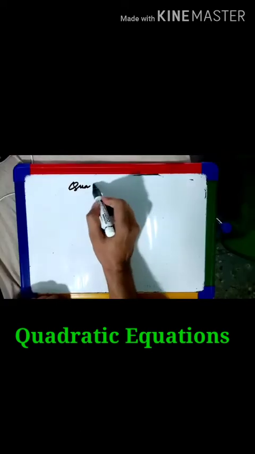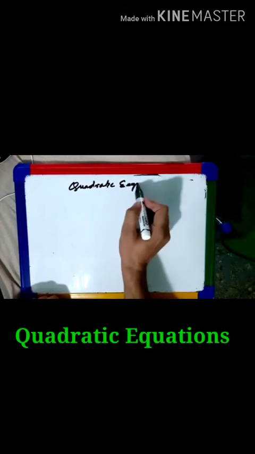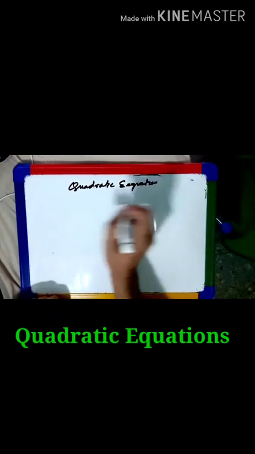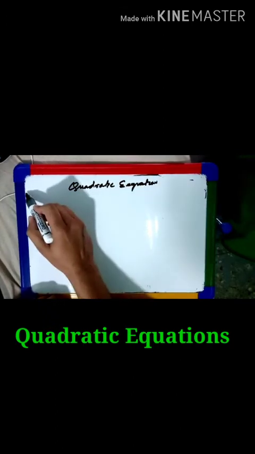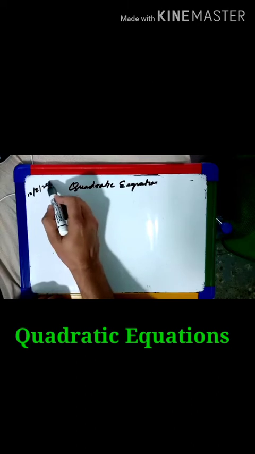After linear, quadratic equation. What is the date today? 10 or 11? 10. 10, 8 and 2020.